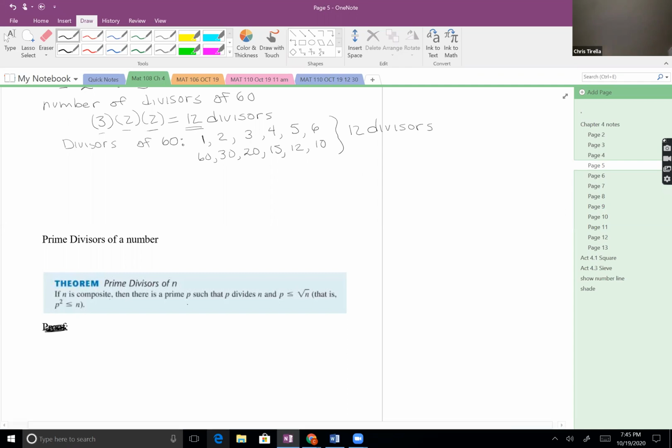And so the prime divisors of n must be less than or equal to the square root of n. And so we're going to use this to help us determine if a number is prime.